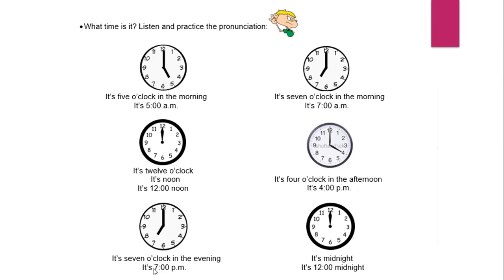What time is it? Look at this clock. Ahora mira el siguiente reloj. What time is it? It's 7 o'clock in the evening. Son las 7 de la noche, ¿de acuerdo? Otro modo de decirlo, it's 7 p.m.